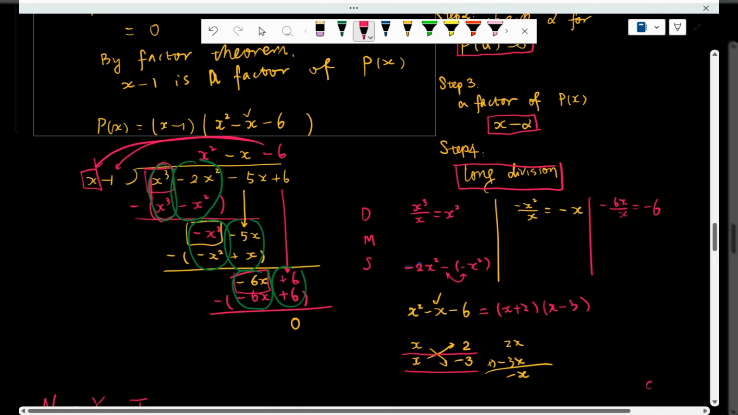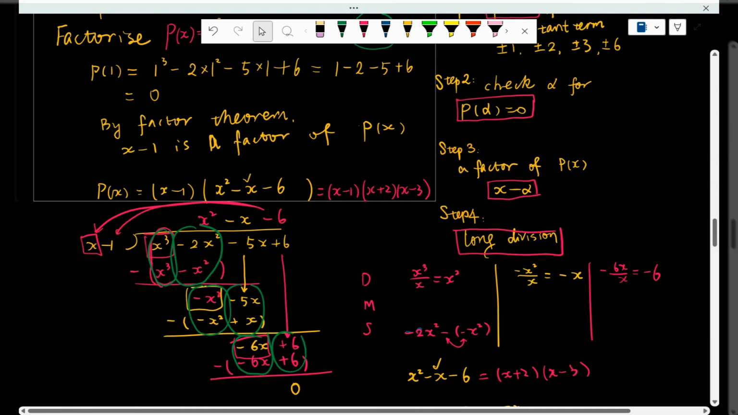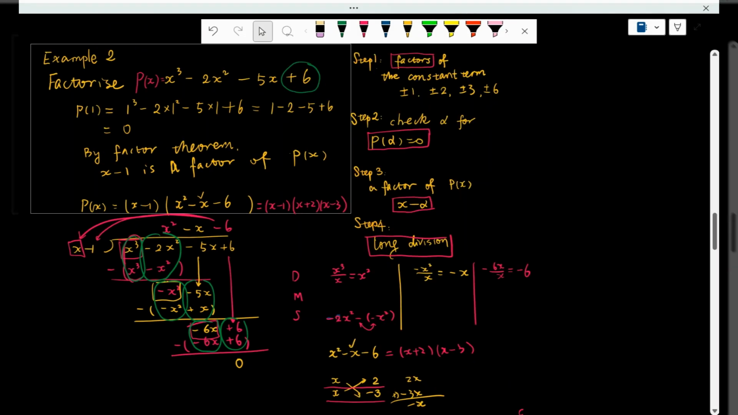Then we're going to write down the final answer. So p of x is equal to x minus 1 times x plus 2 times x minus 3. Done. So this question is a little bit difficult, and make sure we follow these 4 steps.